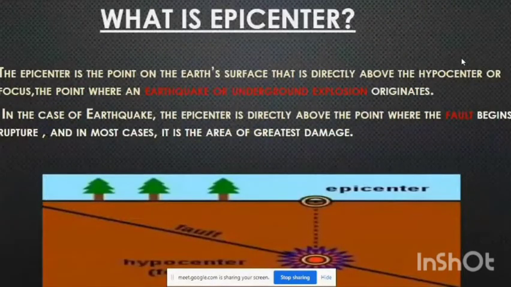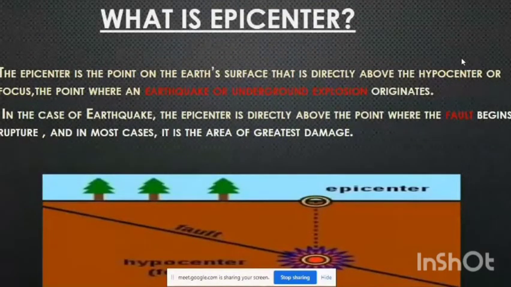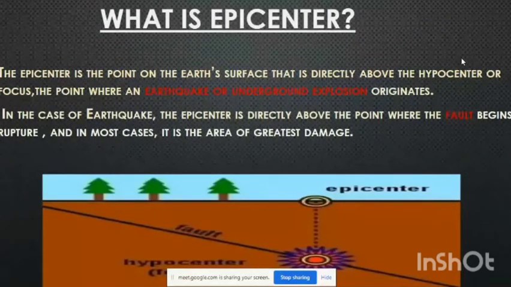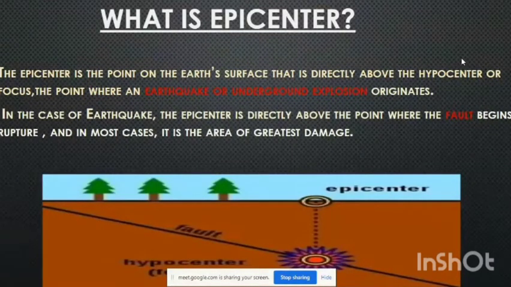What is epicenter? The epicenter is the point on the earth's surface that is directly above the hypocenter or focus, the point where an earthquake or underground explosion originates. In the case of an earthquake, the epicenter is directly above the point where the fault begins to rupture, and in most cases, it is the area of greatest damage.